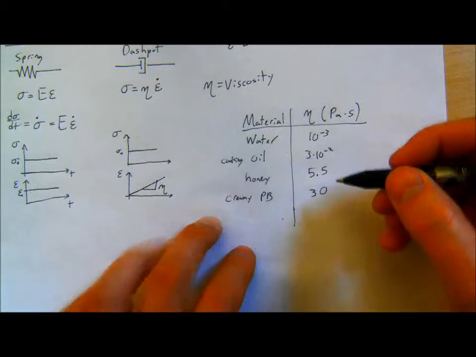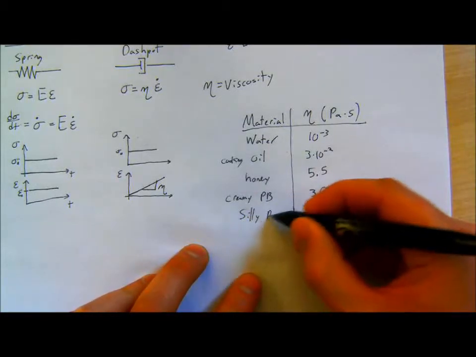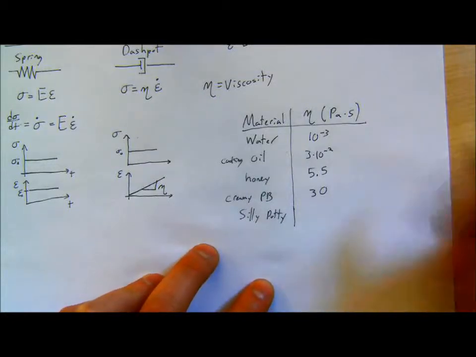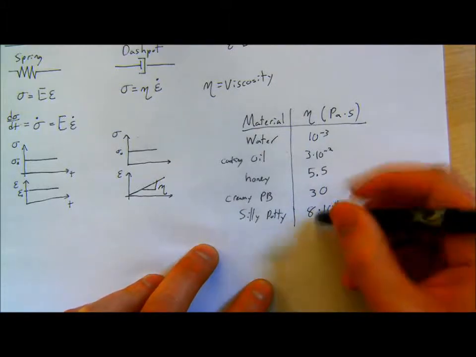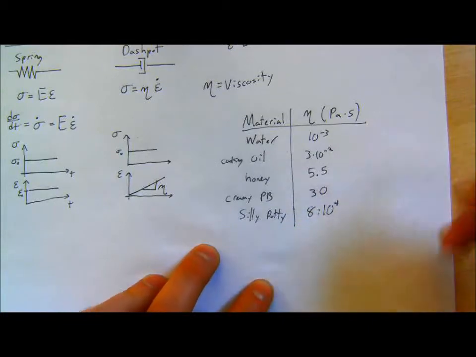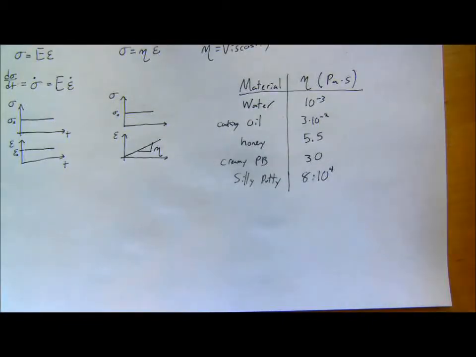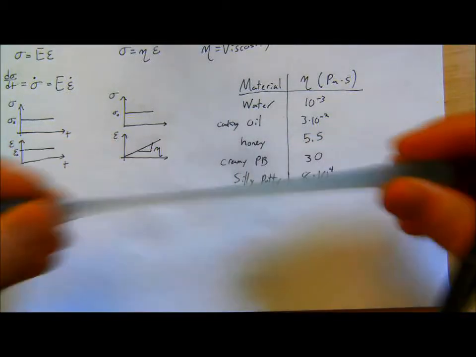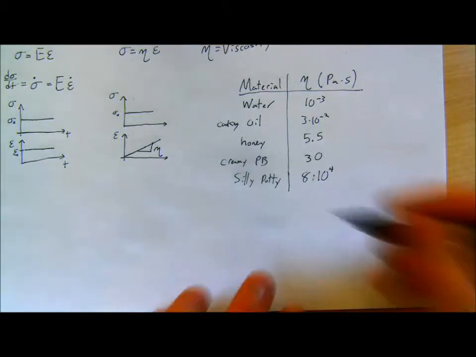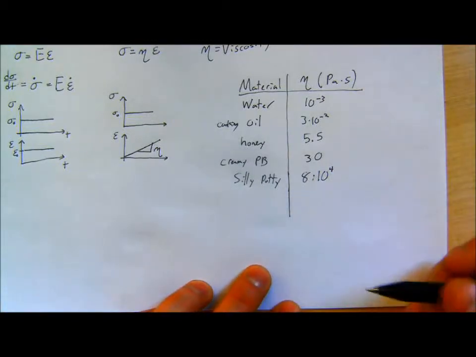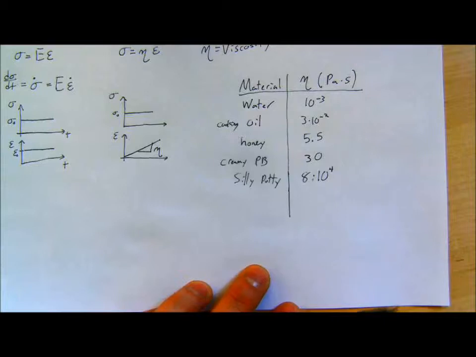Silly putty is now something on the order of 8 times 10 to the 4. So this has a relatively high viscosity. So if I deform it, that deformation rate is going to be something on the order of that. There's actually, even sometimes materials you don't necessarily think of as viscous are. There was a really interesting experiment done by a professor in Australia that was started in the 1920s, which some of you look like you might be familiar with, known as the pitch drop experiment.